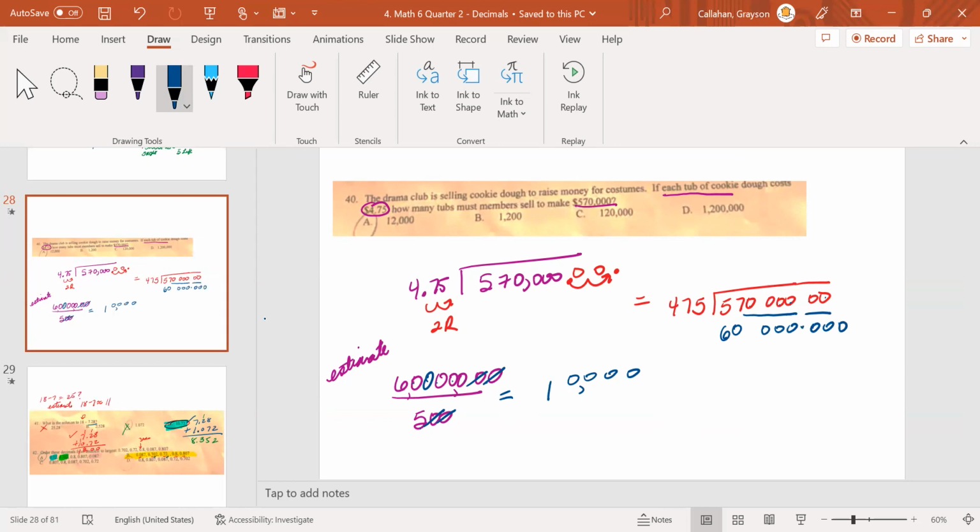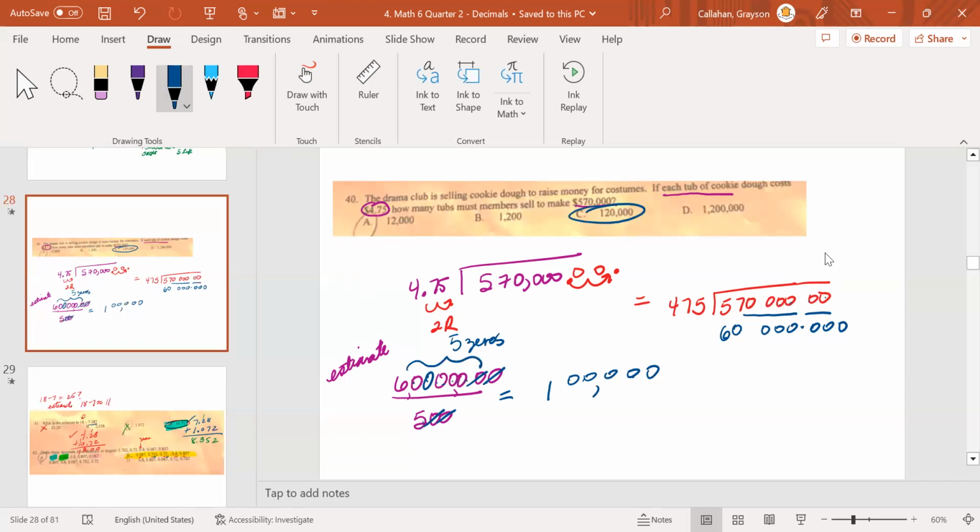Okay. So if I cancel that, 5 goes into 6 1 time, right? But then how many zeros do you have? You have 1, 2, 3, 4, 5. 5 zeros. So which one looks very close to that? C, right? So you could do that by estimation.